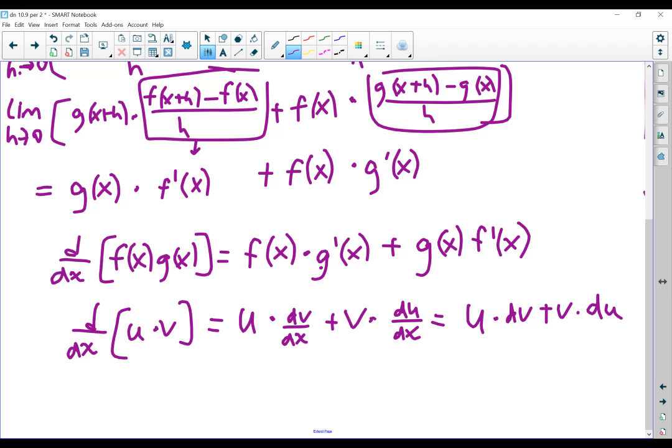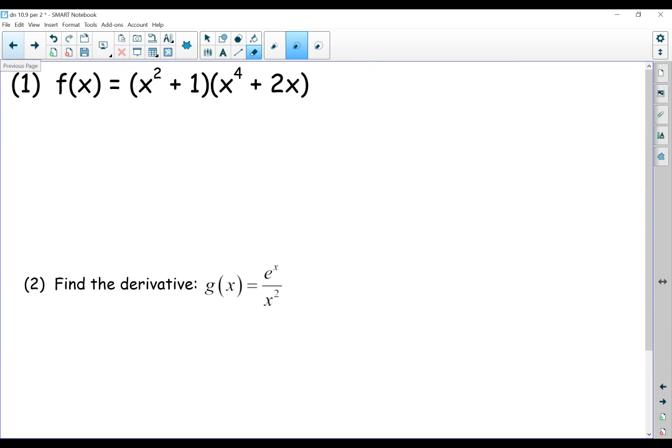I had a student in the past that called it diva vdu. So it's diva vdu. However you want to spell that, I don't even know. Okay, diva vdu. So it's just the first factor times the derivative of the second plus the second factor times the derivative of the first. I like the u and v, and I'll do a couple of examples here.